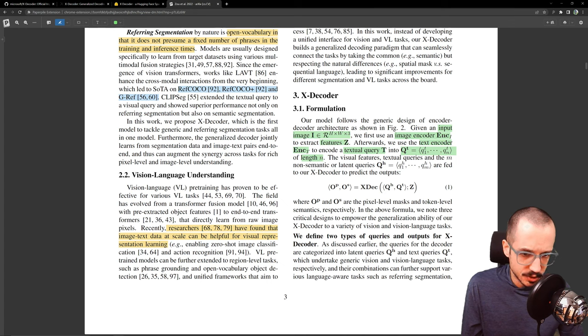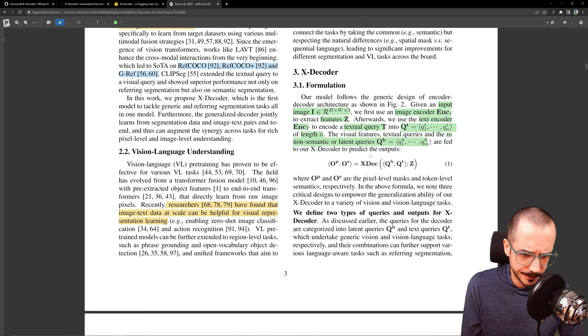The visual features, textual queries, and the M non-semantic or latent queries, QH. So you have N text queries, and then M of these latent queries are fed into the X-Decoder to predict the output. We still don't know what these latent queries are. I'm guessing they're text, but they still haven't told us. So OP and OS are the pixel level masks and token level semantics, respectively.